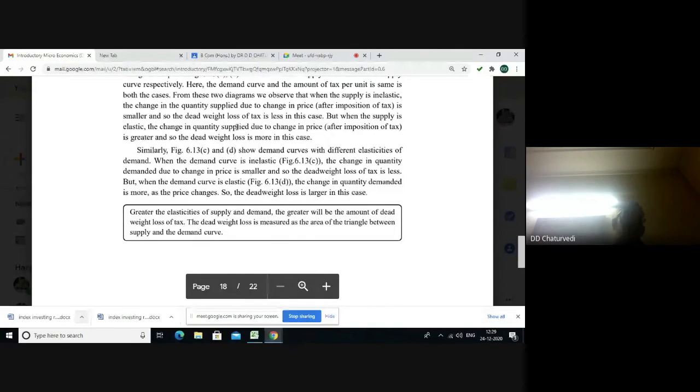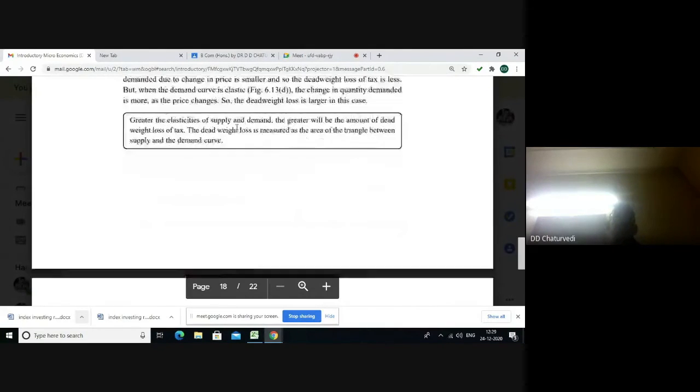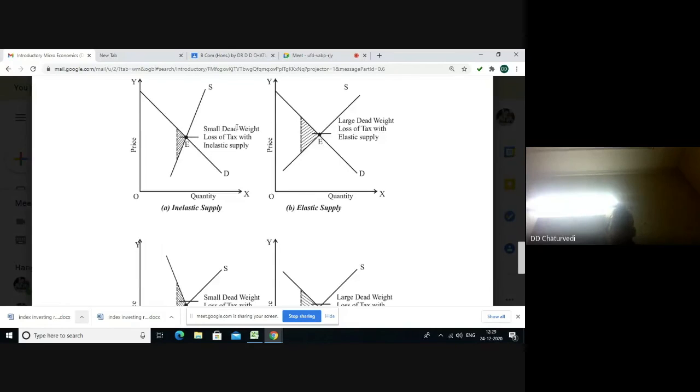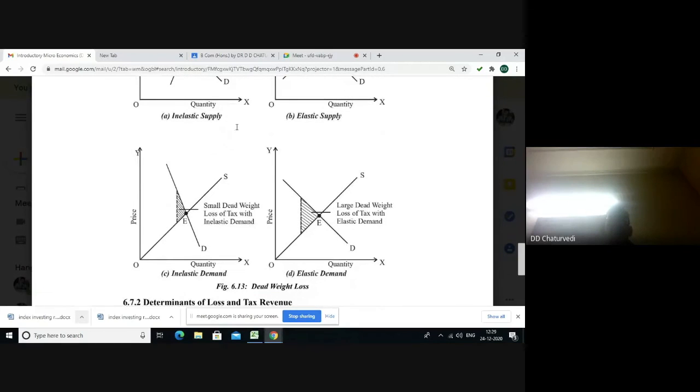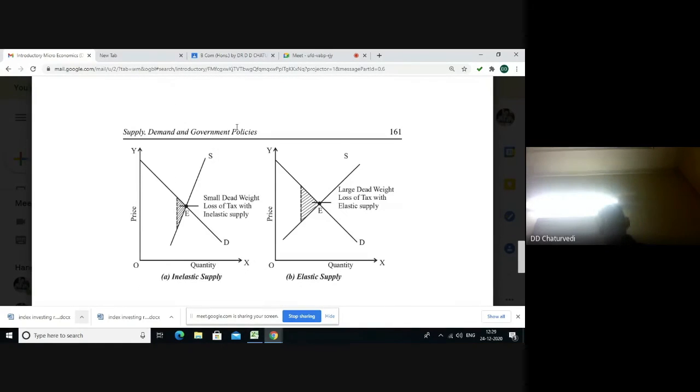This deadweight loss is measured by the area of the triangle between supply and demand curve. We have already explained the same. We can understand the impact or effect of elasticities of demand and supply through figure number 6.13. There are four parts of this figure. In part A and in part B, we find that elasticities of supplies are different.